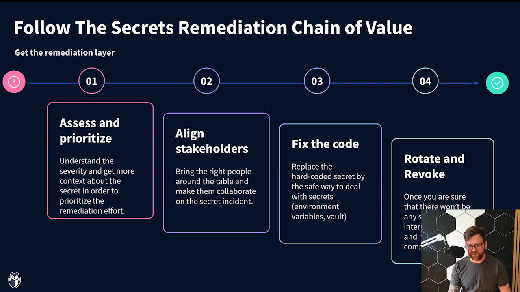We need to revoke access to that key. But this is a challenge because everyone needs to be aligned as to what it does, and all the stakeholders need to be aware of this so that we can move forward without bringing down production, right? So this is the flow that we've developed at GitGuardian and that we always recommend people take.